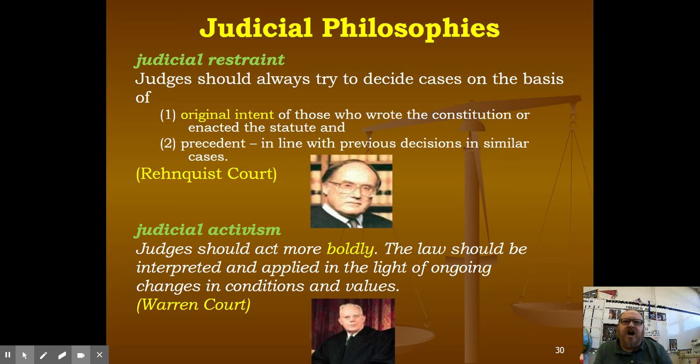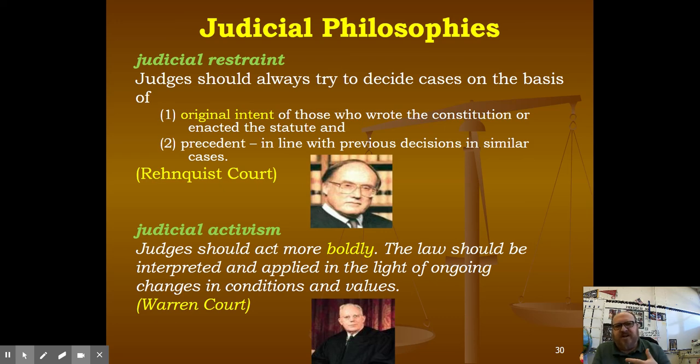This was really decided within the Rehnquist court. Courts are named by who their Chief Justice was. So the Warren Court, Chief Justice Warren, is the first time we saw judicial activism being used. This is where judges should act more boldly. The law should be interpreted and applied in the light of ongoing changes in conditions and values.